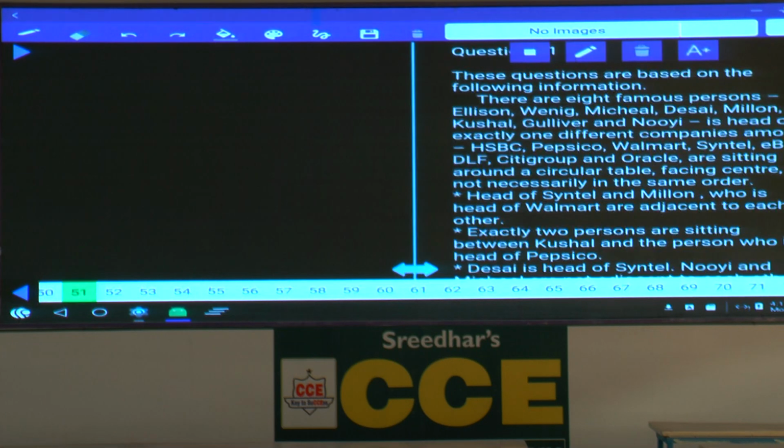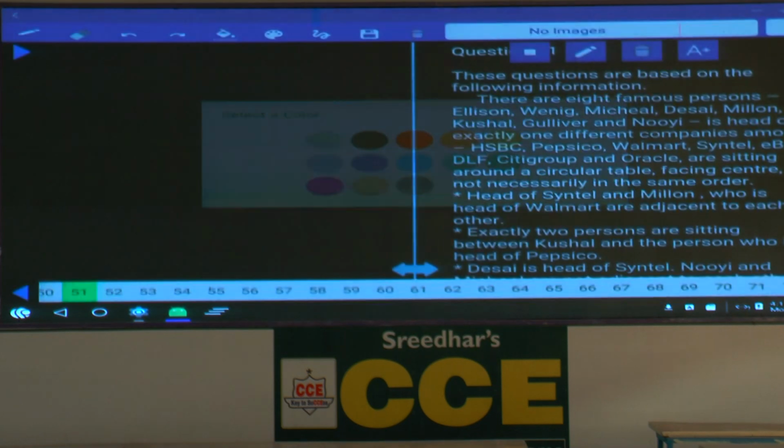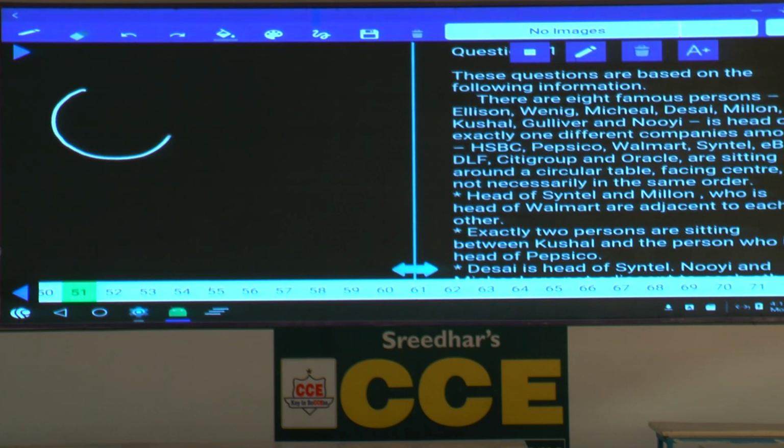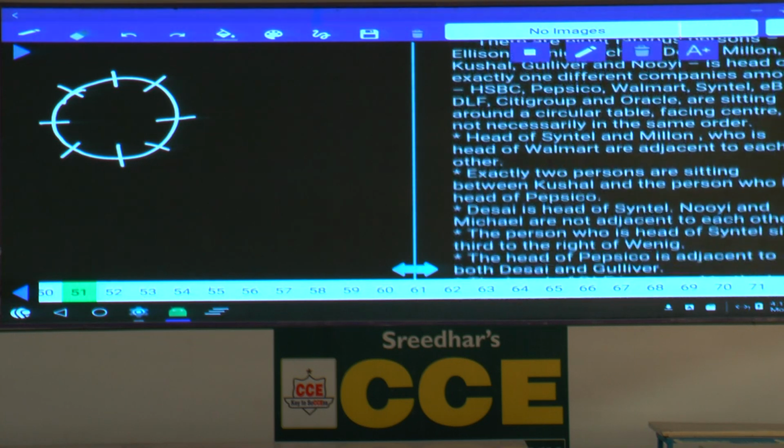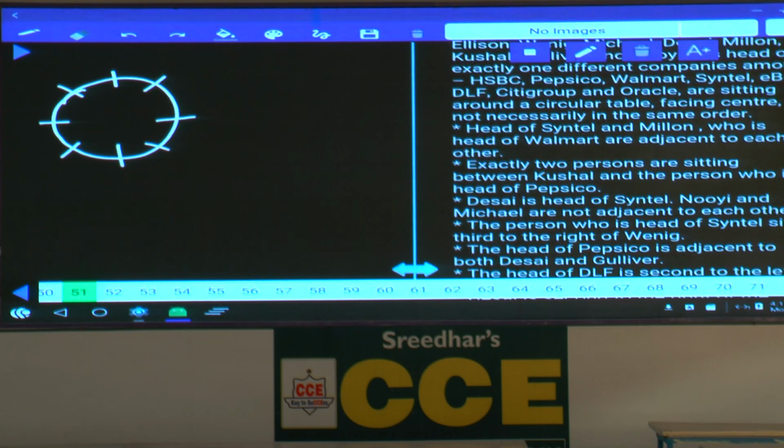Now these 8 persons are seated around a circular table and all the persons are facing towards the center. These persons are heading different companies. Condition number 1: head of Sintel and Millen, who is head of Walmart, are adjacent to each other. Now tell me who are the persons who are adjacent to each other?